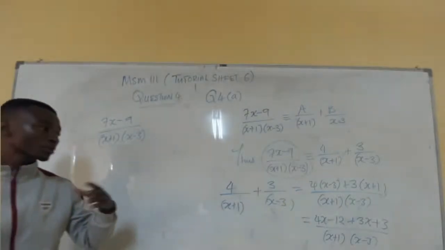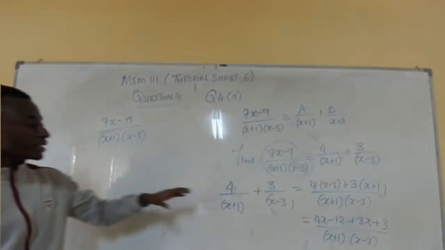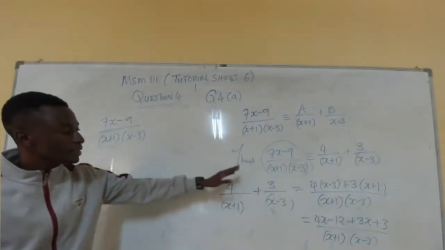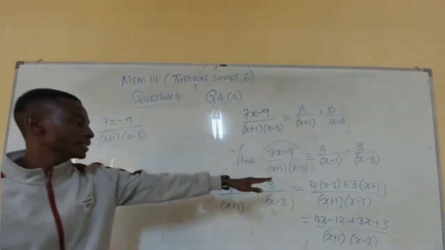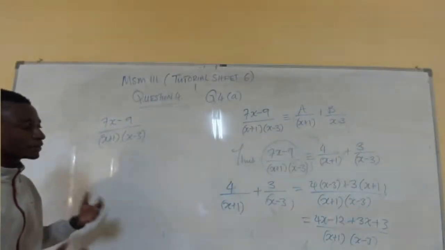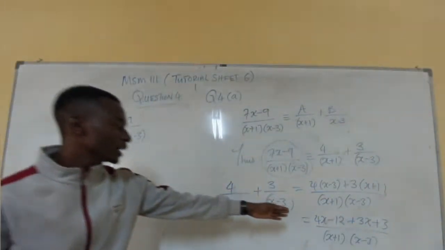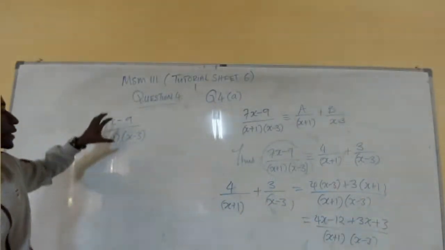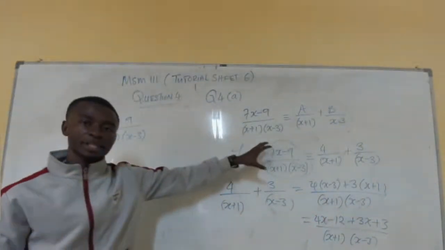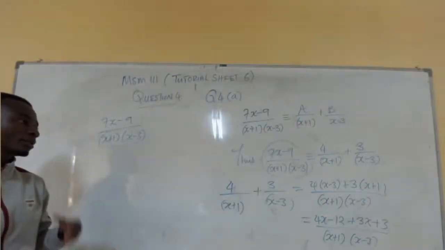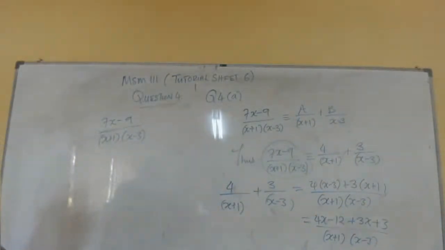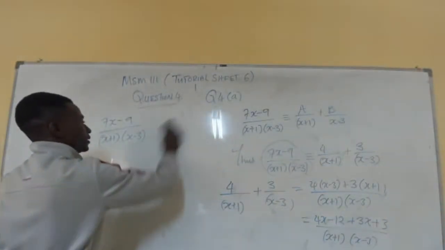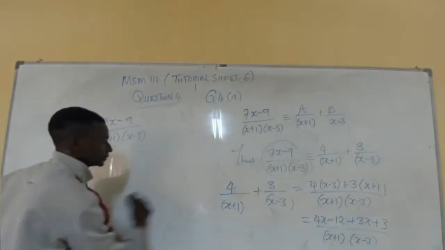So if you want to prove your answer, you can solve the partial fraction by finding the lowest common denominator. Then you expand the numerator. So now after expanding the numerator, you collect the like terms. After collecting the like terms, if it gives you the original expression, just know that your answer is correct. So that's what you're supposed to do if you want to check if your answer is correct.